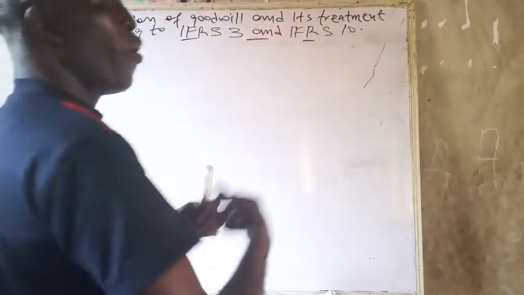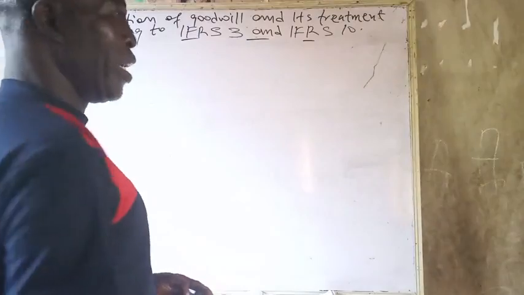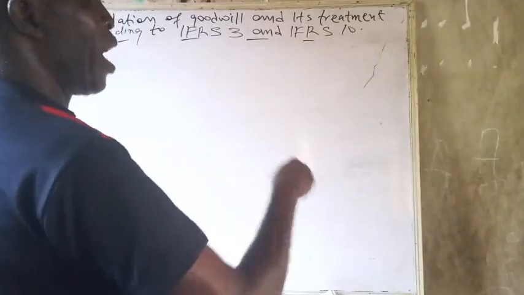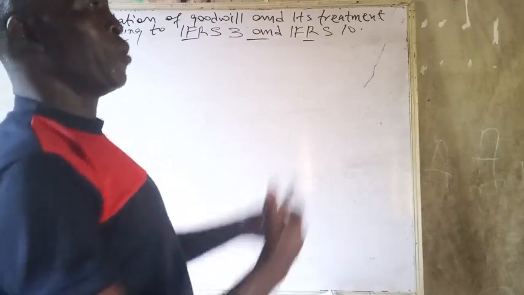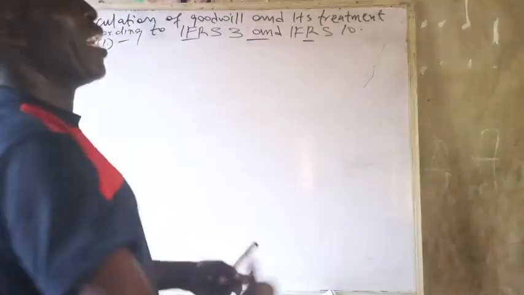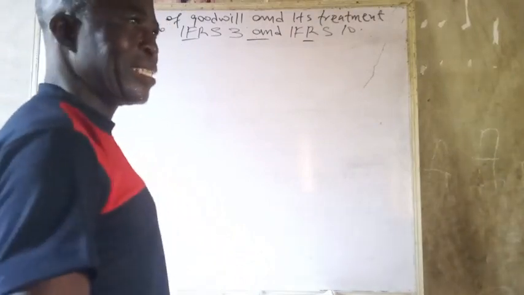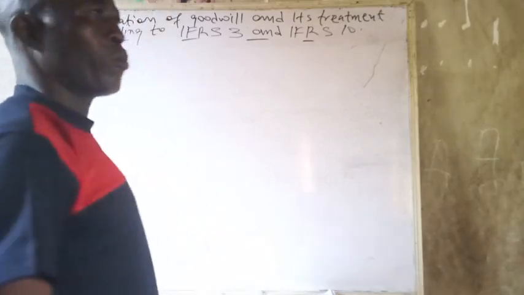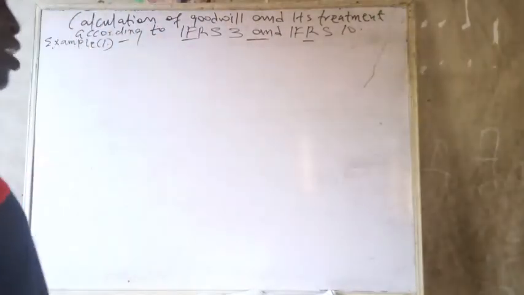Goodwill arises when the purchase consideration paid by the acquiring company, which is the parent company, is higher than the fair value of the net identifiable assets of the subsidiary which the parent company is acquiring. And what gives rise to this?